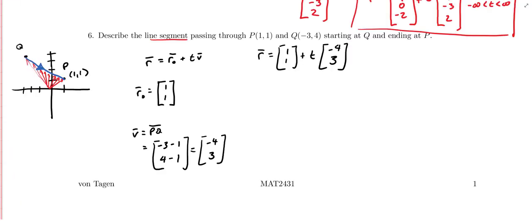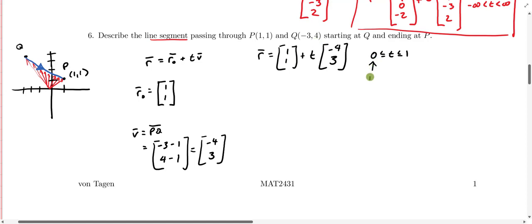So what I was trying to emphasize by showing you that graph is what you usually pick for your parameterization: 0 less than or equal to t less than or equal to 1. Notice here that when t is 0, I'm at point P. And when t is 1, I would have 1 minus 4, which would put me at minus 3, and 1 plus 1 times 3, which would put me at 4. So when t is 0, I'm at point P, and when t is 1, I'm at point Q.